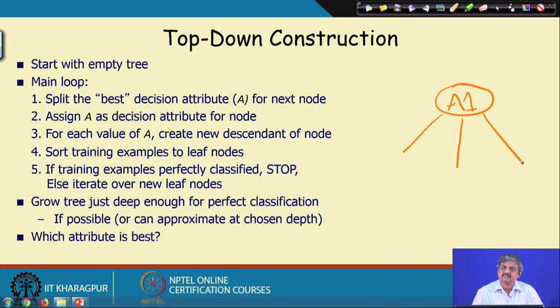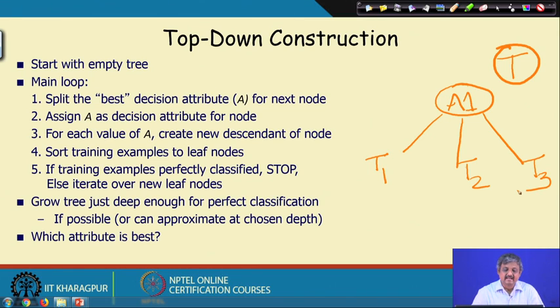Now, you might already have a question: suppose A1 is continuous valued, say temperature or something, then how do I decide the branches? For the moment I will come back to that question later. For the moment assume that A1 has only a discrete set of values in the domain. So, now this is a decision attribute. If we look at the training examples, say I call it T, some of the examples will follow this branch, some will satisfy this condition and some will satisfy this condition.